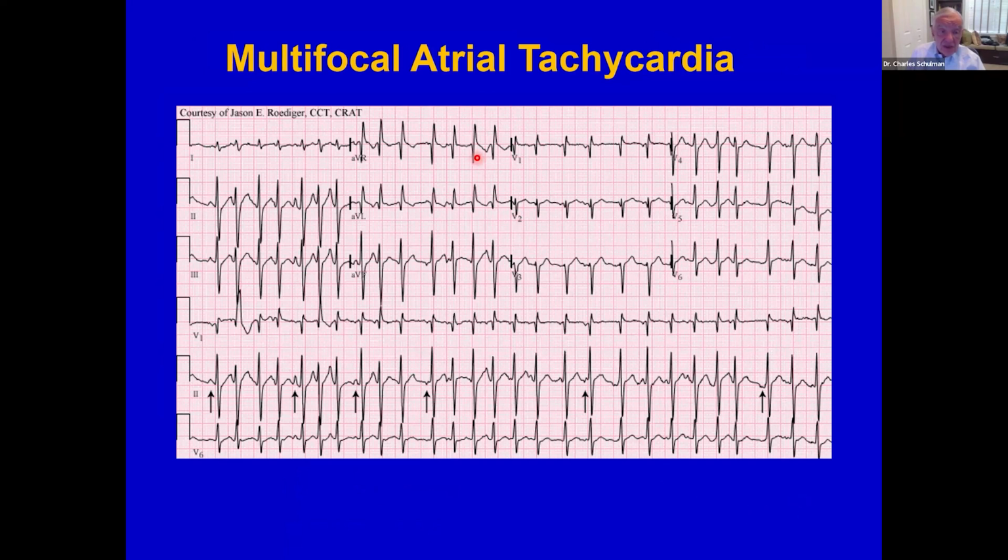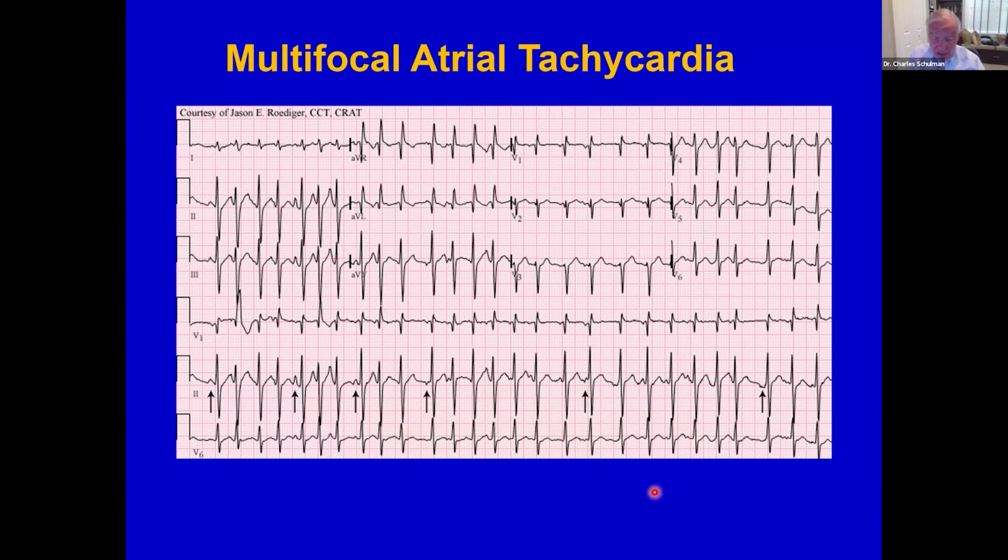Okay, this is multifocal atrial tachycardia. So again, rapid rhythm, irregular, narrow complex, but it's clear that there are 3 different P waves here, which is the definition of multifocal atrial tachycardia. So the arrows here show 3 different P waves. There's one, there's another one, there's the third one, there's probably a fourth one. Okay, so you see these. So this is multifocal atrial tachycardia, not atrial fibrillation.